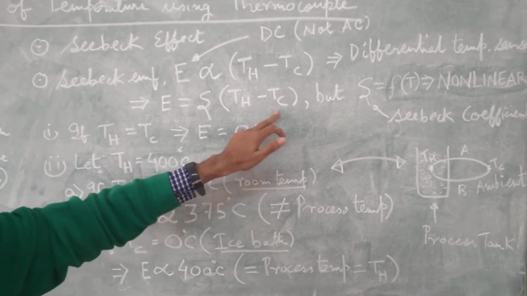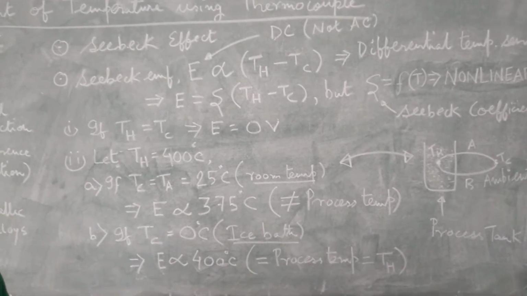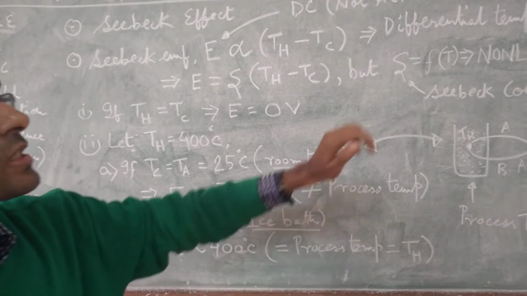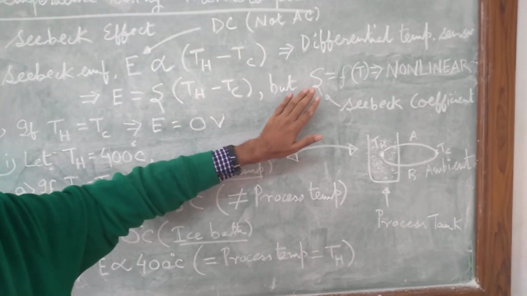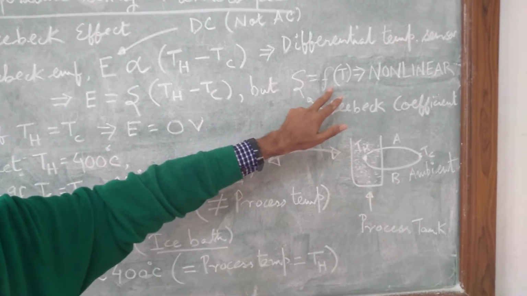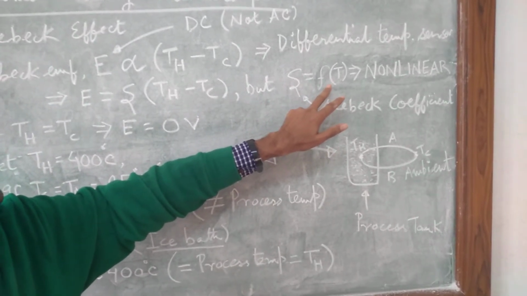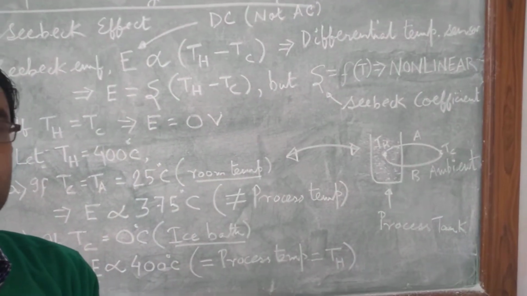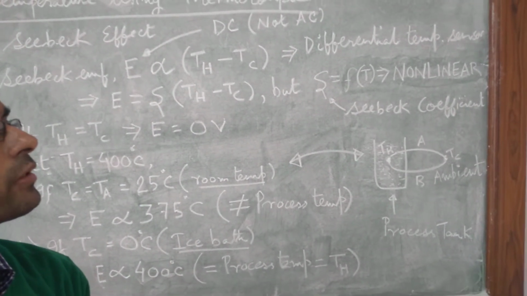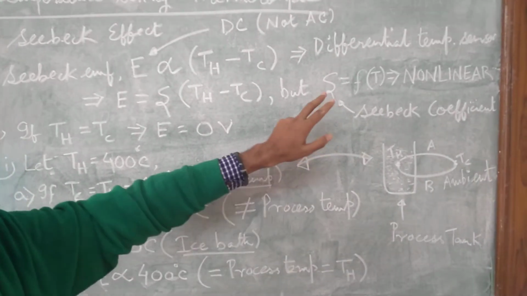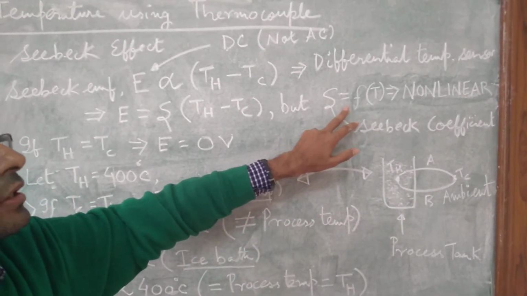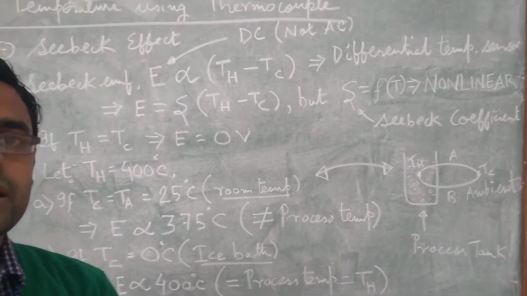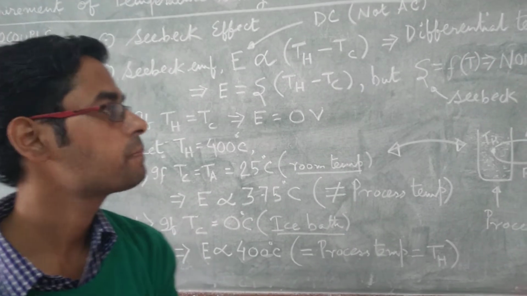But note that generally our understanding is that S should be a constant, but in the case of thermocouple, S is not a constant. This Seebeck coefficient itself is a function of temperature, and only for very few specific types of thermocouples will you find that this is a constant over some small temperature range. But overall, because S is a function of temperature, this is a non-linear sensor. So this is completely unlike what we saw before in RTD.